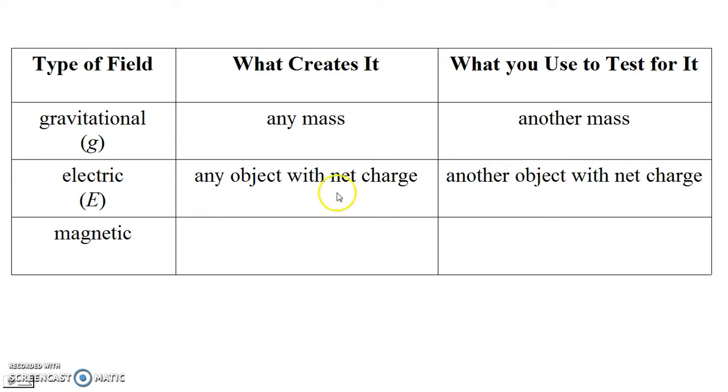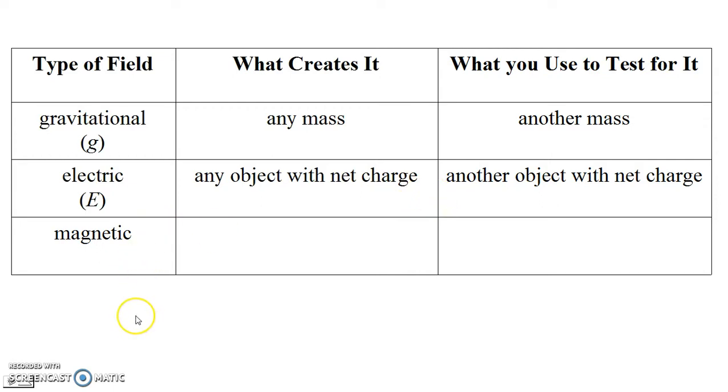So again, this object produces the field, it creates the field, this other object experiences the field, and then they interact with each other. If these were both point charges, we use Coulomb's law: F sub E equals K, big Q, little q, over R squared. And so the idea is that they interact with each other.